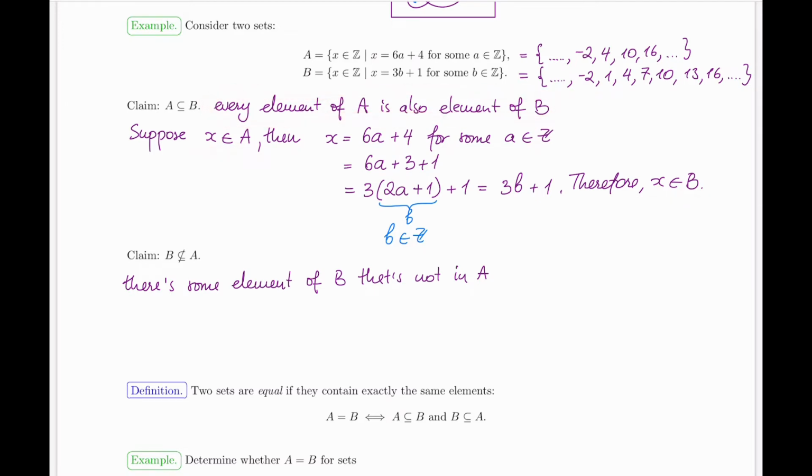Okay, and we're done. People like putting little squares at the end of their mathematical proofs just to signify that this is in fact the last statement and the claim has been proven.